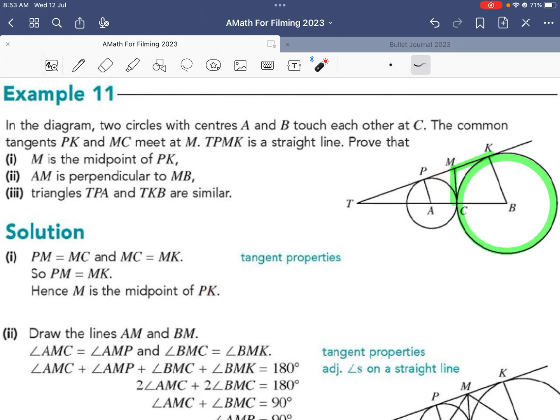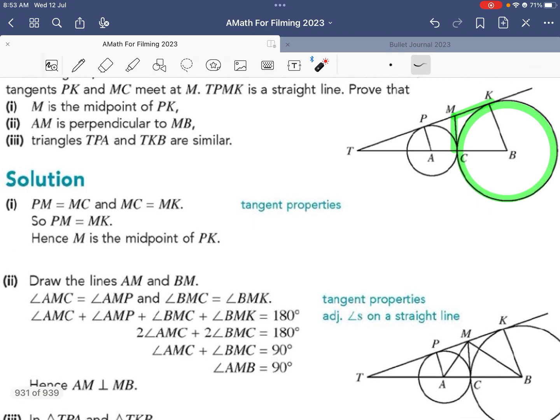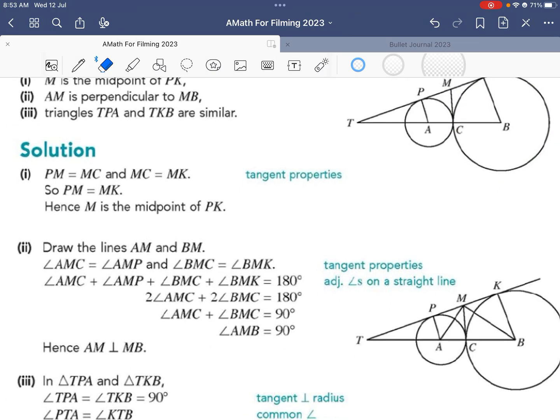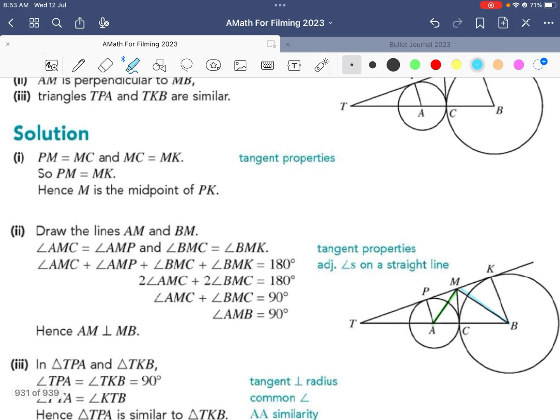Now, if I want to do the next part, to prove that AM is perpendicular to MB, let me erase all of this. First and foremost, in this case, we need to draw extra lines. So I draw the line AM, and I will also draw the line BM.